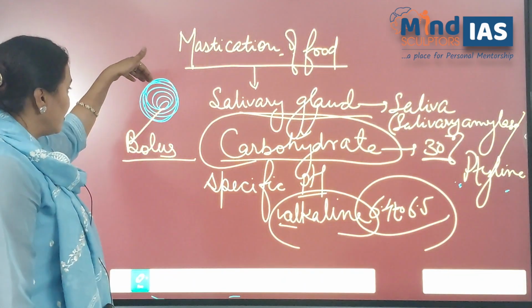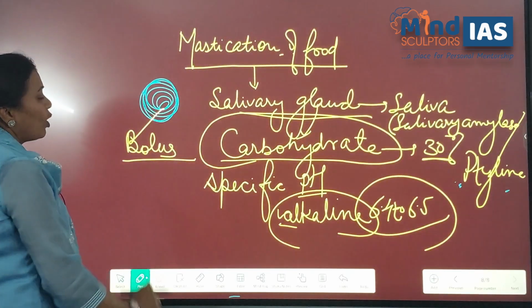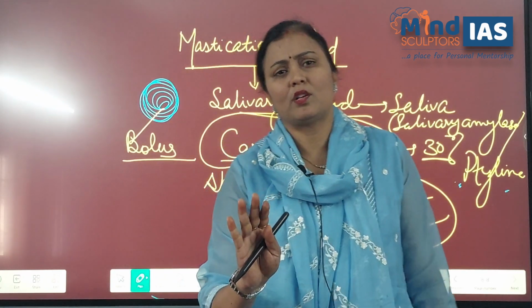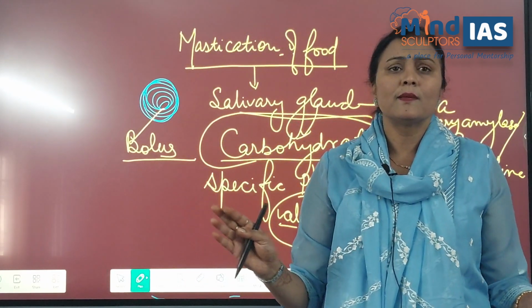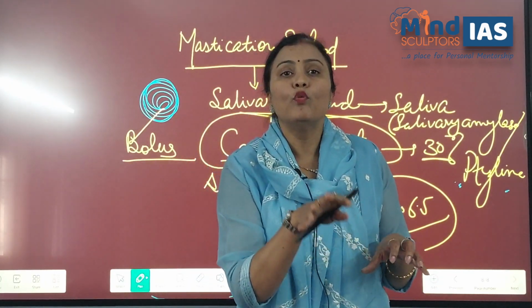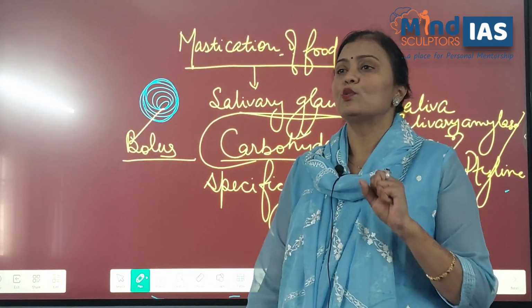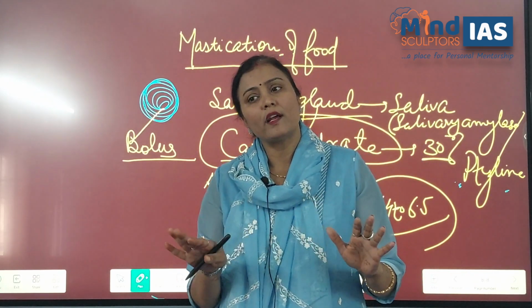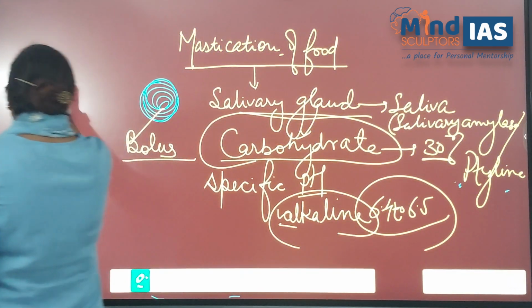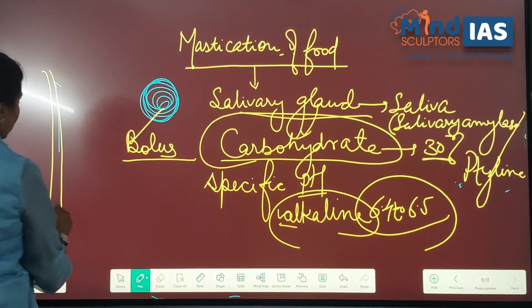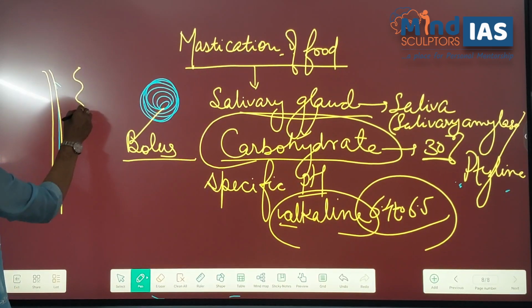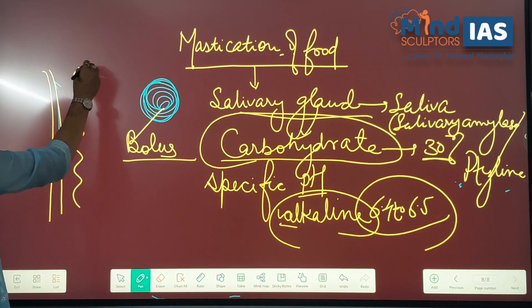Now, this bolus will go through your esophagus. Esophagus is a very simple muscular structure. Nothing big in esophagus. But what is important is how the food is moving into the stomach with the help of the esophagus. What I said is that esophagus is a muscular structure. So if you see, I have drawn the esophagus in the diagram like this. But when the food is moving through the esophagus, the diagram becomes like this.